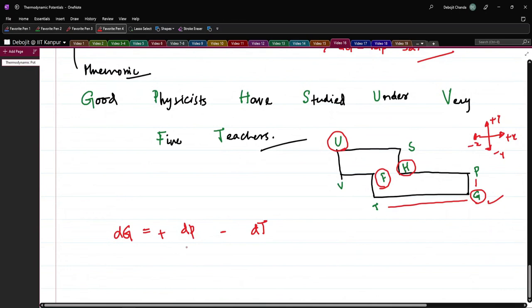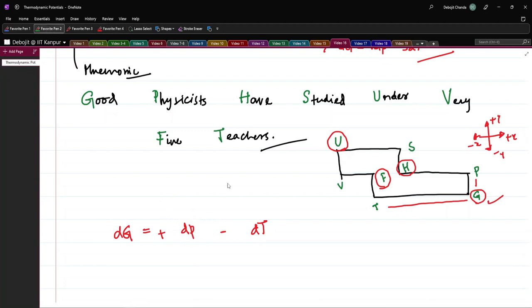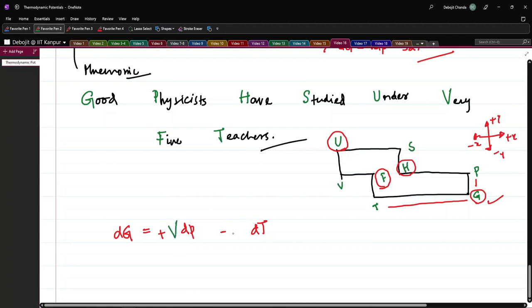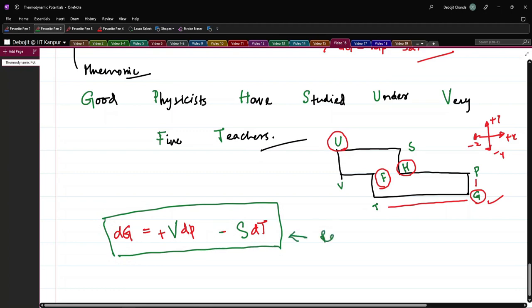And to complete this equation, we multiply a thermodynamic variable with these differential terms in such a way that the product has a unit of energy. So this is pressure. So to get a unit of energy, we'll multiply it with volume. Similarly, this is temperature, and to get a unit of energy, multiply it with entropy. So that's how we retrieve differential forms of thermodynamic potentials via the mnemonic.